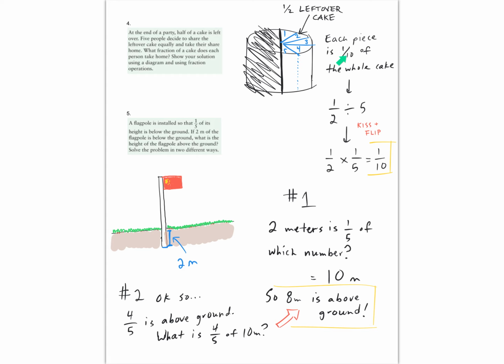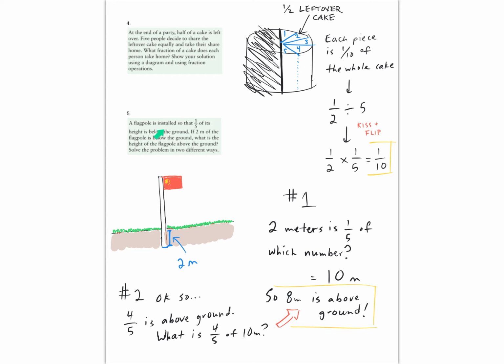So half of 1/5 is 1/10. So if you had half a cake and you split it amongst 5 people, we're going to keep, change, flip here. So 5 over 1. Write it as 1 over 5. And instead of divide, it's multiply. Top by top, bottom by bottom, 1/10.